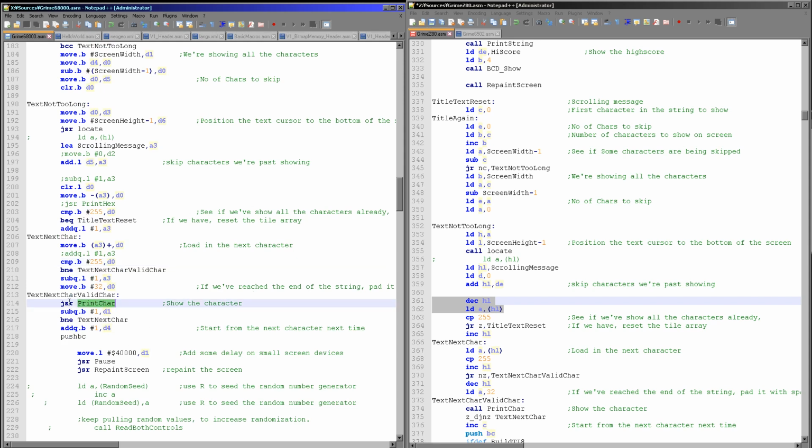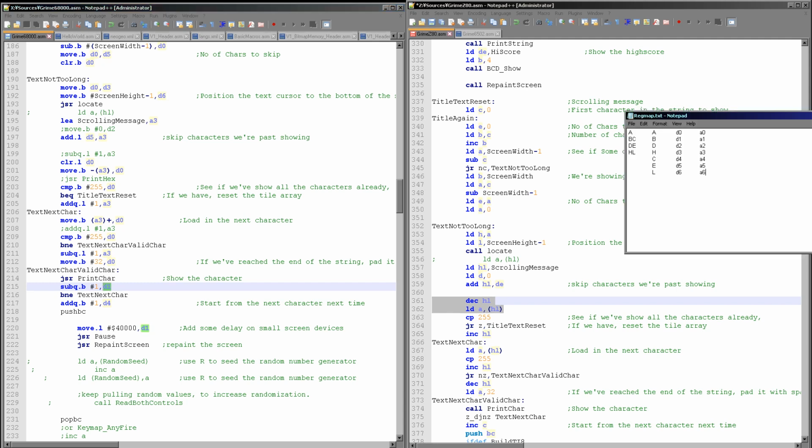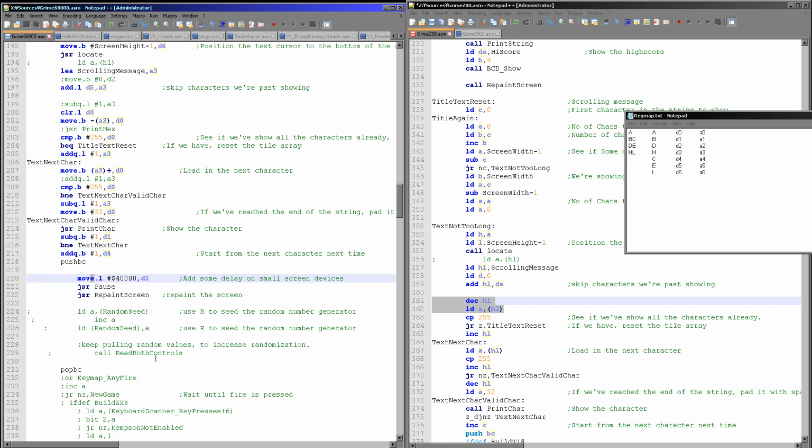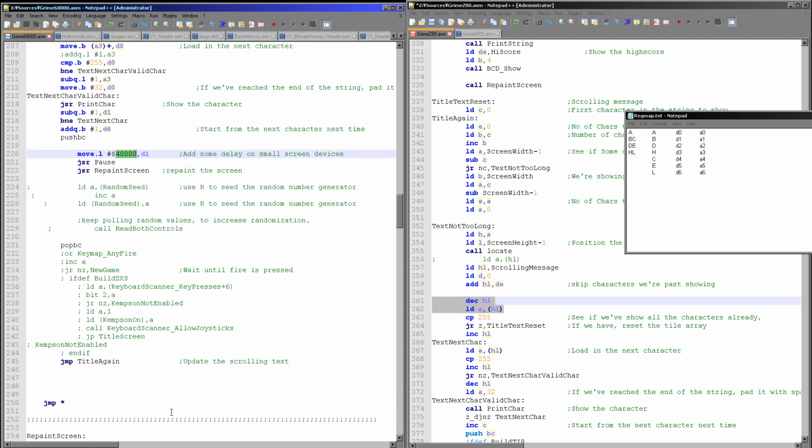So we're jumping to a service routine here for print char, and then we are decreasing D1 here, which is our B value, I believe. I'll double check that. That's our B value, yep. And then we are branching out to the next one if we've not reached 0 yet. So just printing all the characters. Here's our delay. We're loading 40,000 into D1. We need a lot of delay, and we're jumping to the pause command, and then we're repainting the screen, and then we're looping back up.